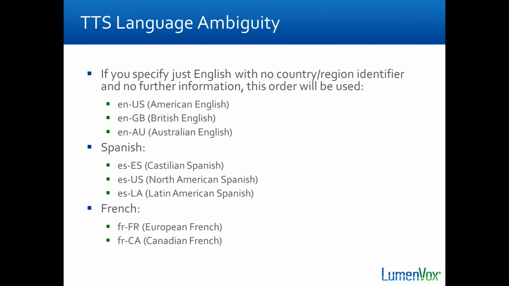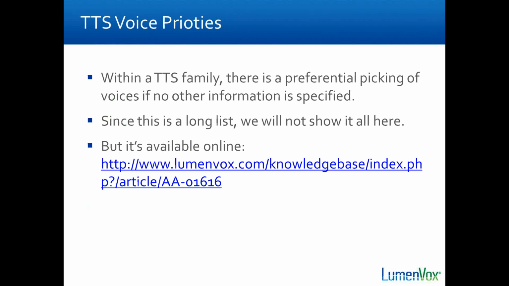For Spanish, we'll pick Castilian Spanish, and then North American Spanish, and then Latin American Spanish. And for French, we'll choose European French and then Canadian French. Obviously, you can always be explicit and give us the exact language and region you want. So ES-US will always get you what you want. But if you just give us a language without giving us the regional dialect, we'll have to make some kind of disambiguation decision.